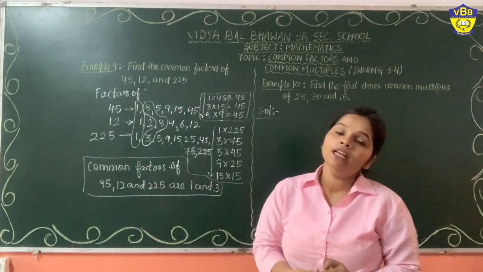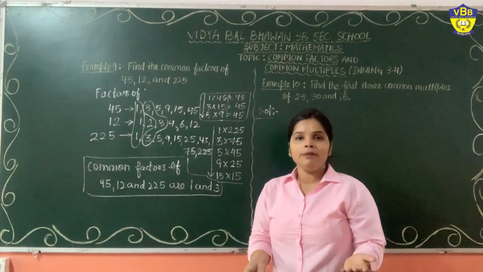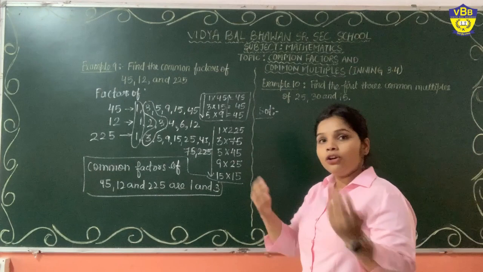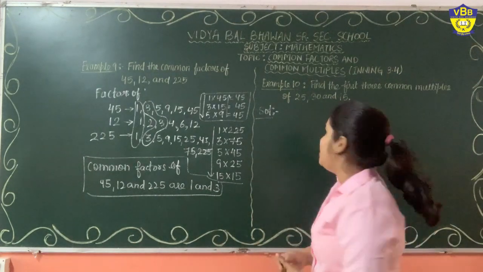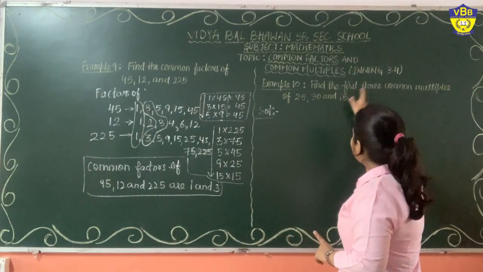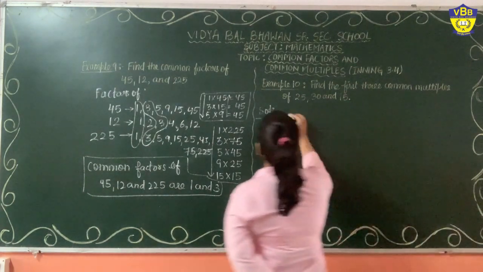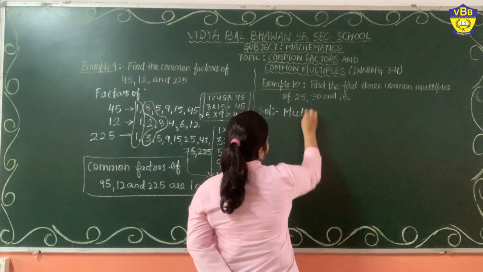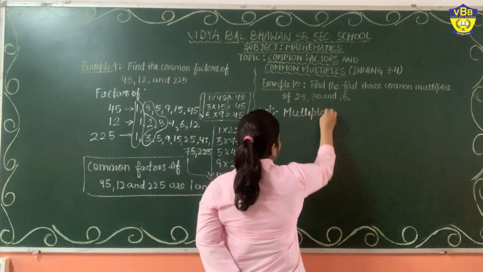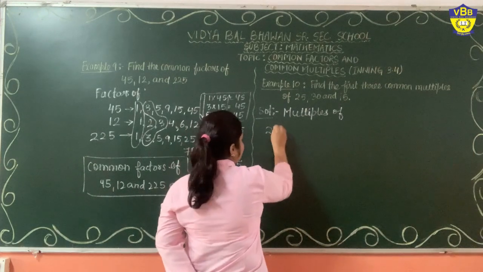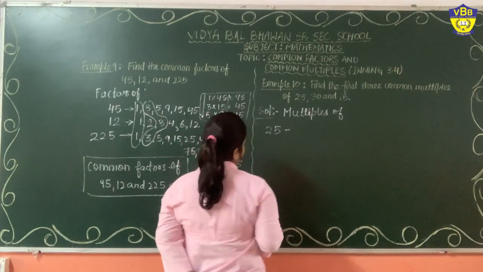We can find as many multiples as we want. So we can find a lot of common multiples. But here it is asking find only the first three common multiples. For that we need to write the multiples of the given numbers first. First we are writing the multiples of 25. Okay, so write it down.